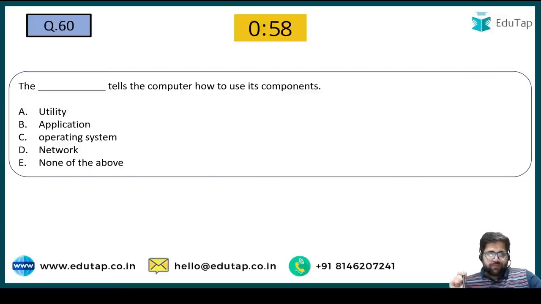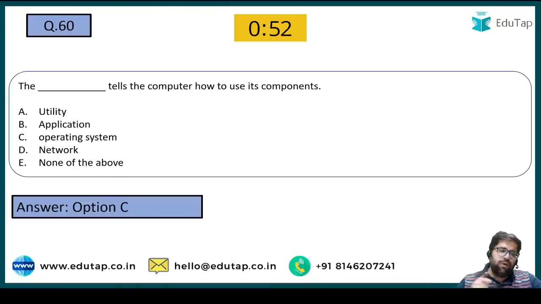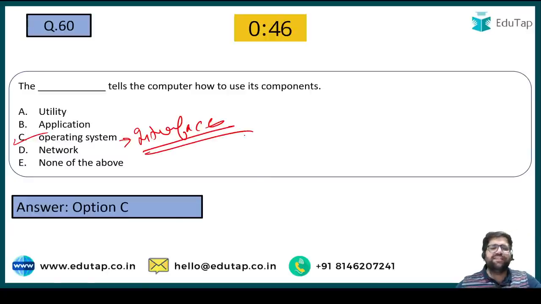60. The dash tells the computer how to use its components. A very easy question. Operating system. I am telling you, operating system is the interface. Okay, so these are three very easy questions based on definitions. Just remember the different components of your computer and you are good to go.